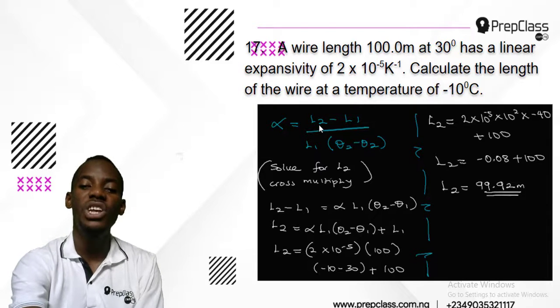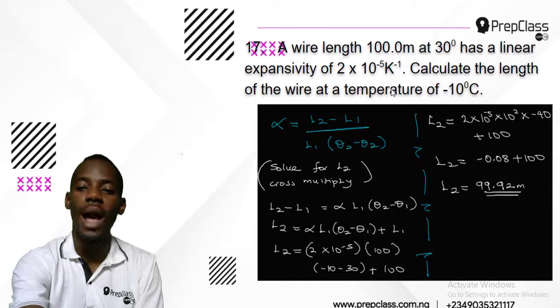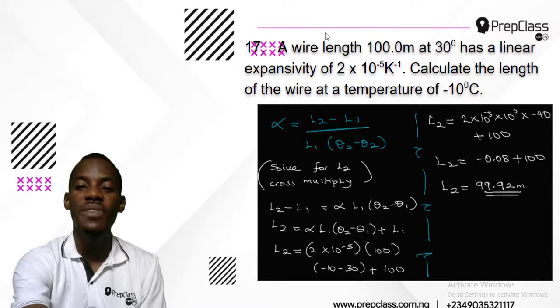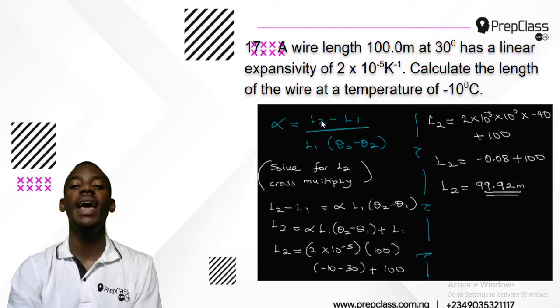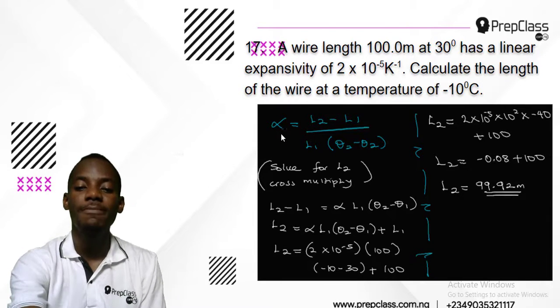Now, what is my change in length? The question says calculate the length of the wire at a temperature of minus 10 degrees Celsius. Then find the second length, because we have been given a length here. Now we have to find L2. So I'm finding L2. The first thing for me to do is to make L2 the subject of the formula, and that is where my answer begins. Now I'll just cross multiply.